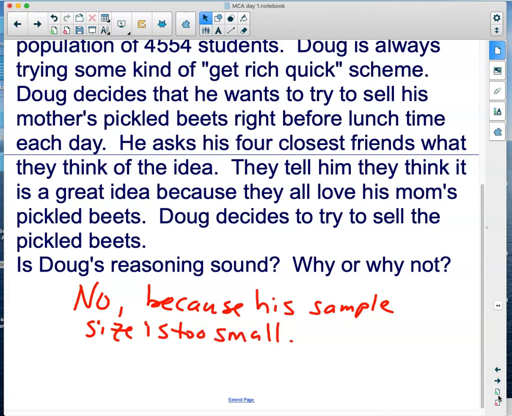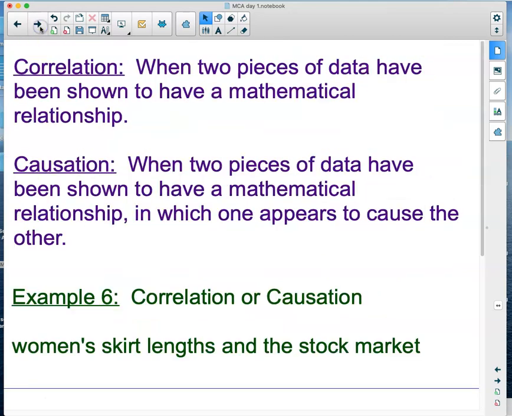Now, other reasons that you could think of, maybe they just don't want to hurt his feelings. They don't want him to go back and tell his mom, all my friends hate your pickled beets. They've been choking them down for years, so they're not really telling the truth when he asks them. It needs to be a larger sample. It needs to be random people, all of the wonderful things that you learned about in probability and statistics.